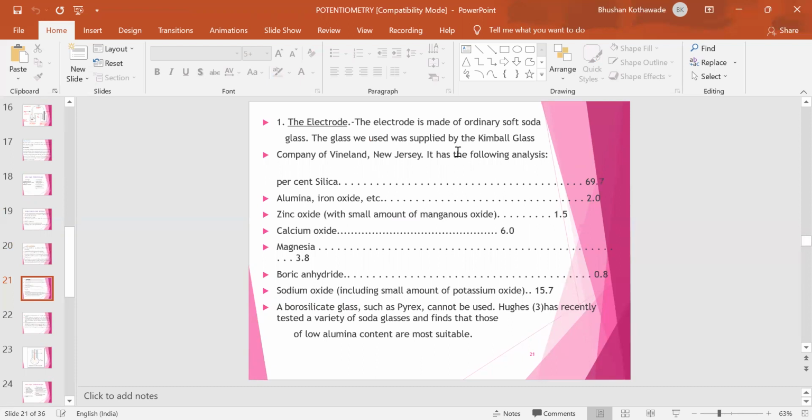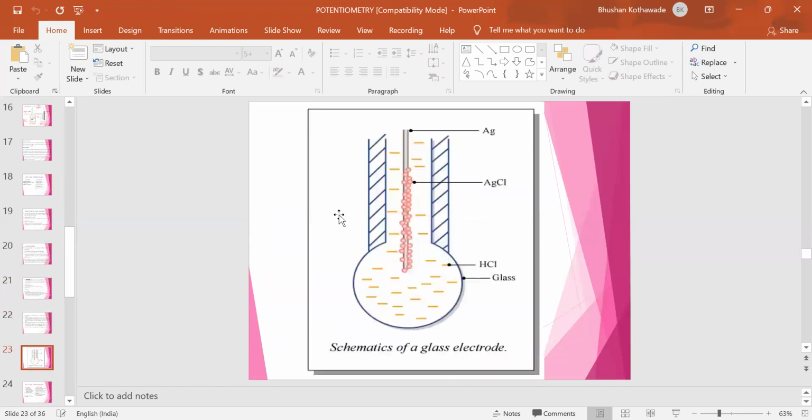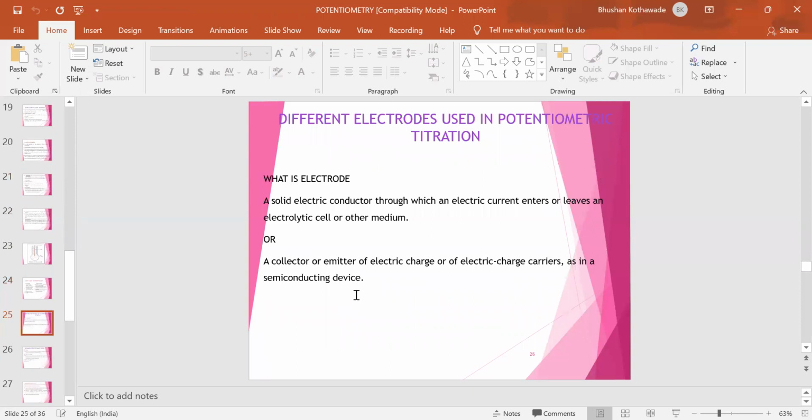Here the glass electrode is made up of ordinary soda glass. Okay, this glass contains silica 69.7%, alumina 2%, zinc oxide 1.5%, calcium oxide 6%, magnesia 3.8%, boric anhydride, sodium oxide. So this is the composition of the glass electrode. This is the arrangement of the glass electrode. It contains a silver wire, a silver chloride wire, dipped over here in the HCl solution. This is a glass membrane, a semi-permeable membrane we can say here. So this is about the glass electrode.